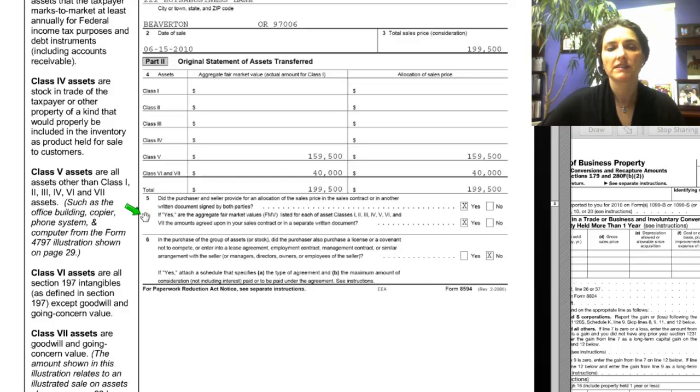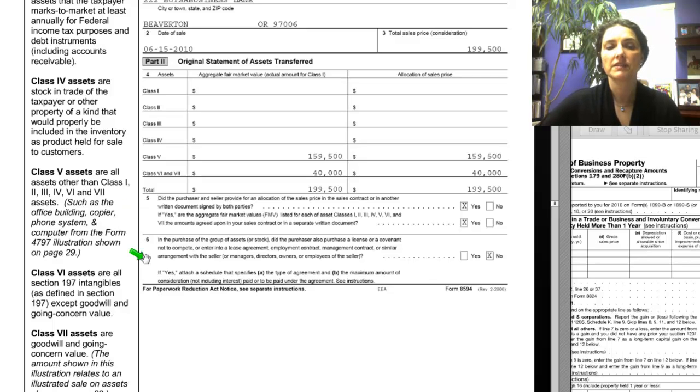Finally, down at the bottom it asks, did the purchaser and seller provide for the allocation of the sales price in the sales contract or in another written document signed by both parties? Very often it's been my experience that this is not the case. The buyer and the seller basically between them agree to sell a business for $100,000, but there's no allocation to the assets being sold in that sales agreement. So later on, we're actually having to make an allocation at a later point. So it is important to allocate sales price between the assets that sold, and you'll see why when we get to filling out our sample 4797.